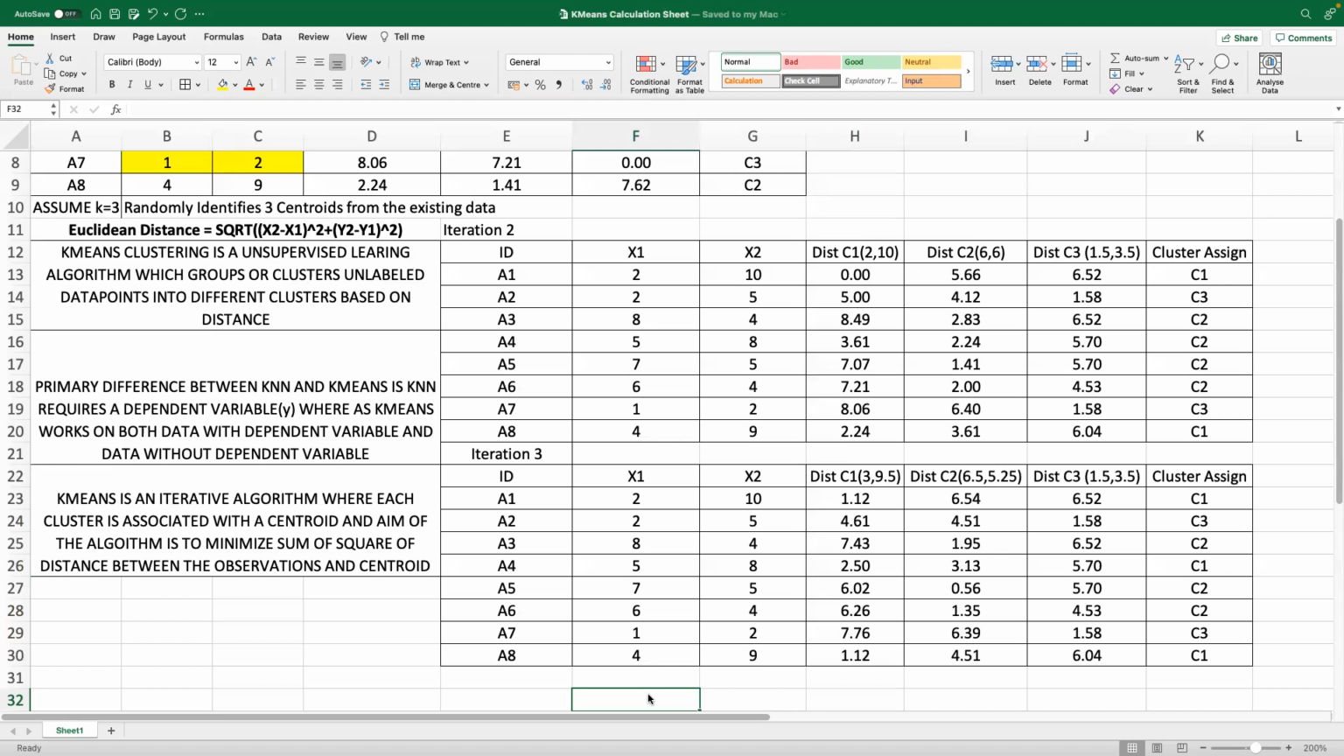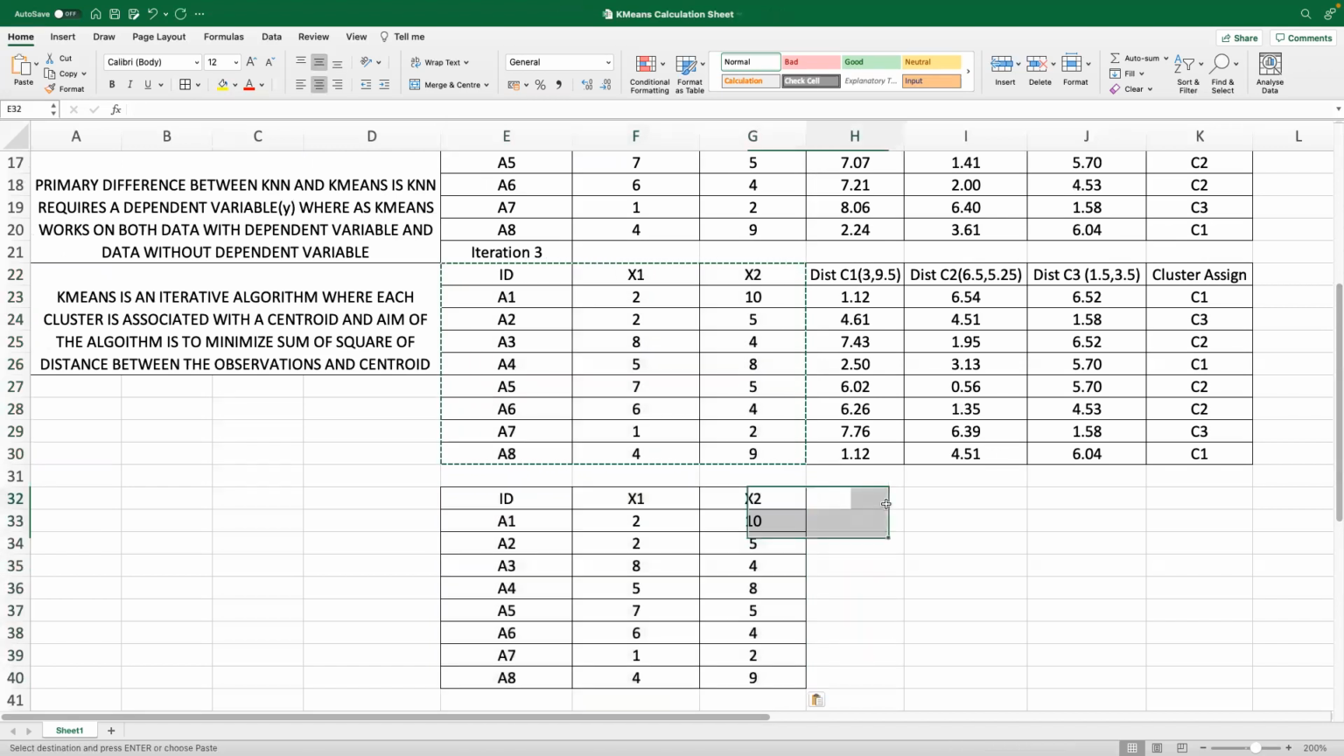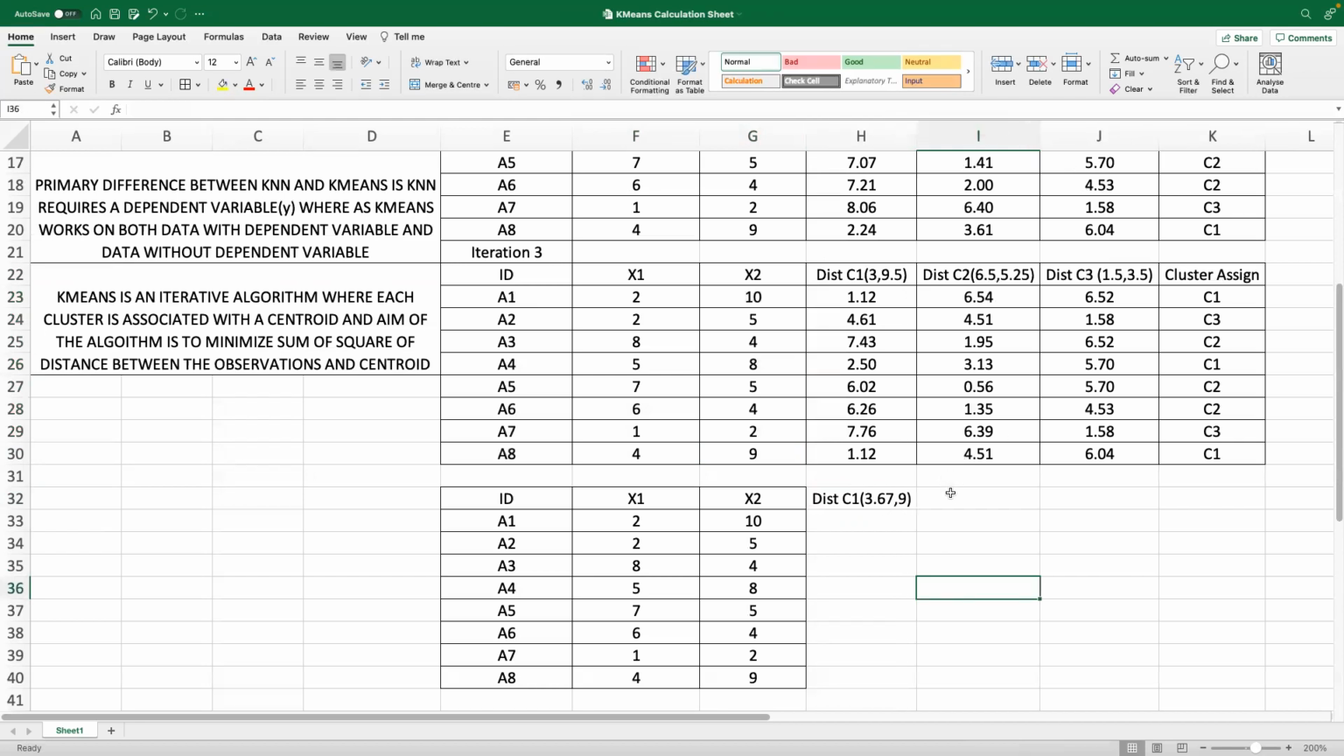So again, we have a change. One cluster 2 observation became cluster 1. So I'll copy the data, Control C. Now we have cluster 1s, 1, 2, 3. So the average is 3.67, comma 1, 2, 3. The average is 9. So cluster 1 is 3.67 and 9.